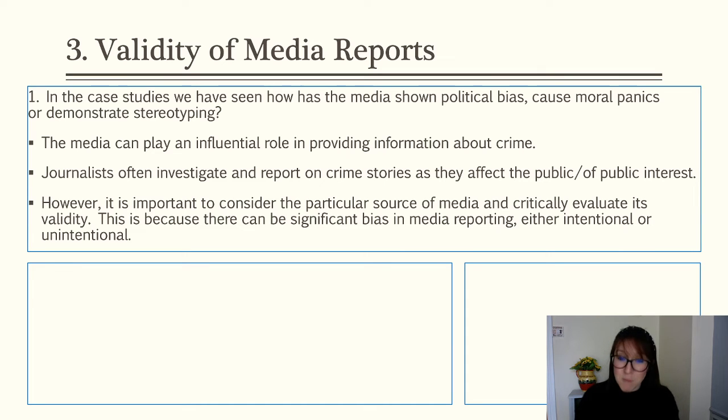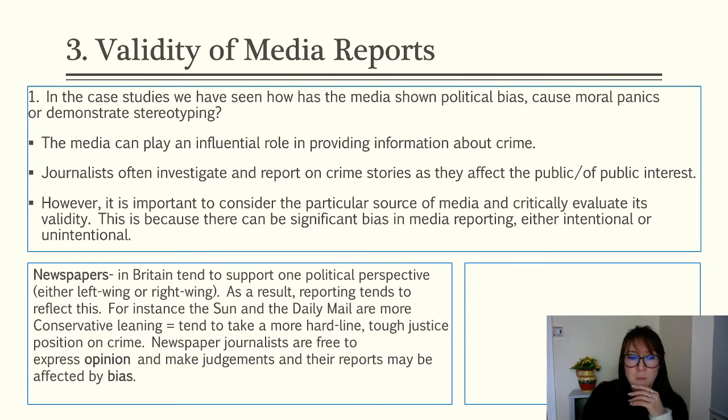The newspapers are still written by a person. A person wants to sell those papers. They are going to write it in a way that glorifies, emphasizes, exaggerates these areas, these things, because they want to sell the papers. Newspapers in Britain tend to support one political perspective, either left-wing or right-wing. As a result, reporting tends to reflect this. For instance, the Sun and the Daily Mail are more conservative leaning, therefore it's quite a hard line, tough justice position on crime, whereas obviously other newspapers might lean more towards Labour.